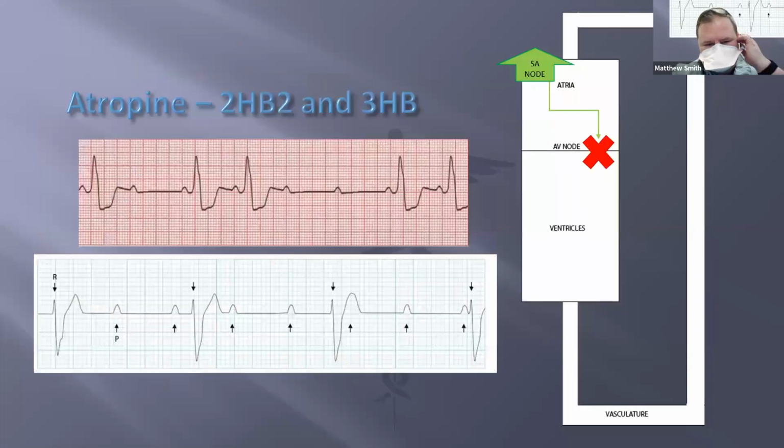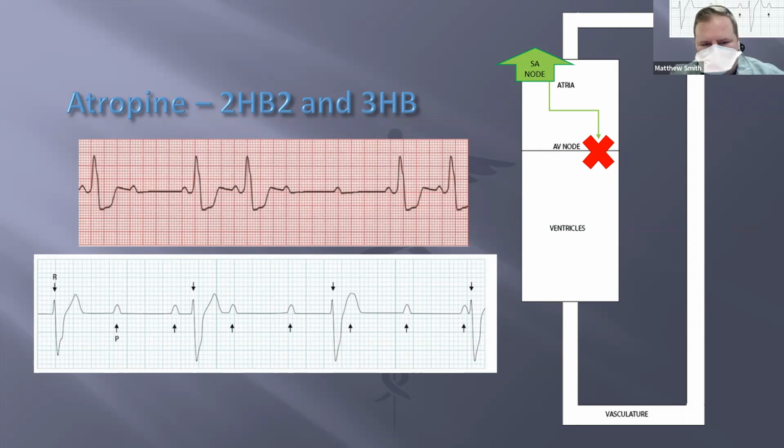In this next slide, what we have is second-degree heart block type 2 and third-degree heart block. For second-degree heart block type 2 and third-degree heart block, the situation in the heart is that the ventricular firing rate is not being determined by the SA node anymore, because your impulses are being blocked at the level of the AV node.